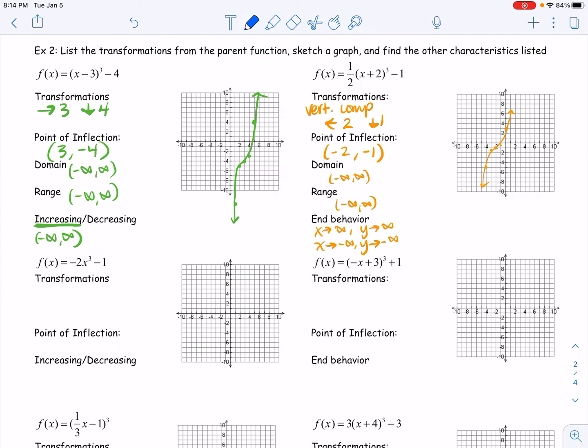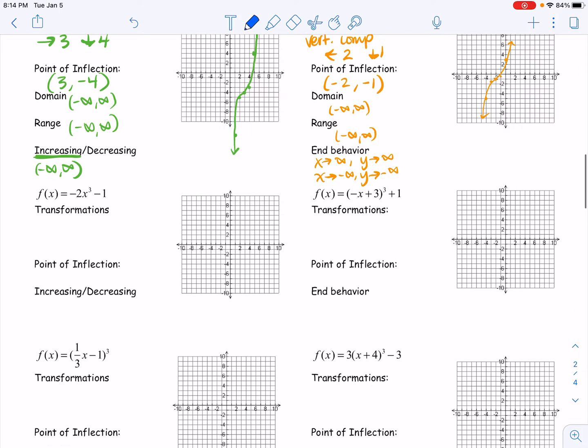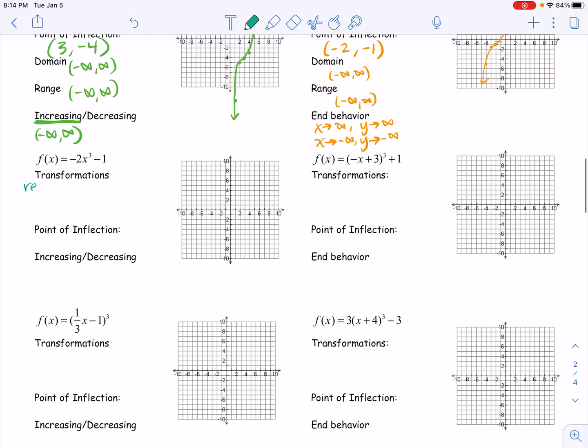Negative 2x cubed minus 1. Negative in front means I'm reflecting over the x-axis. Let me change my color actually. Okay, so I'm reflecting over the x-axis.